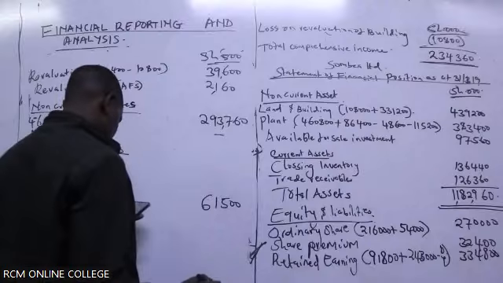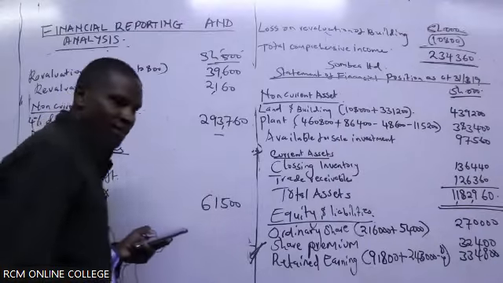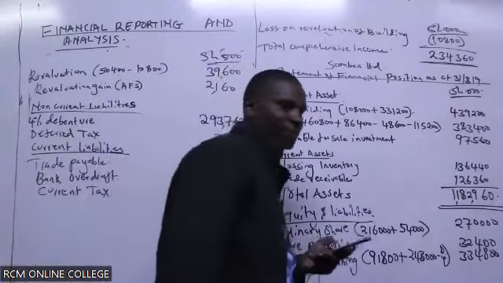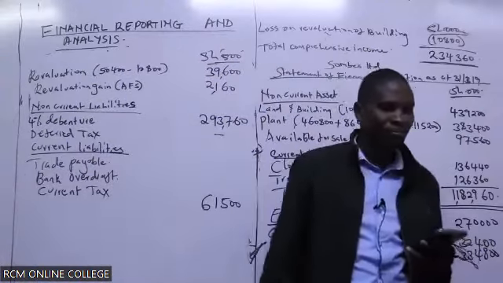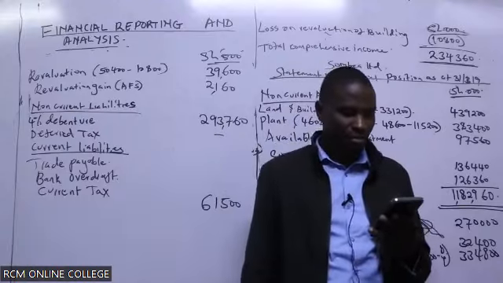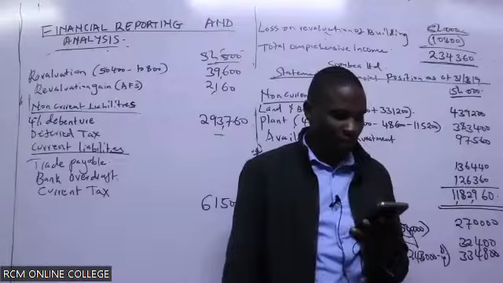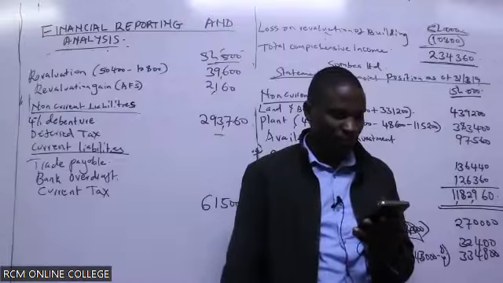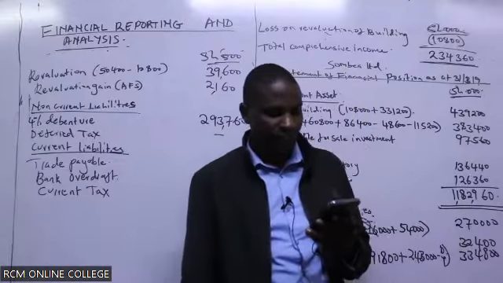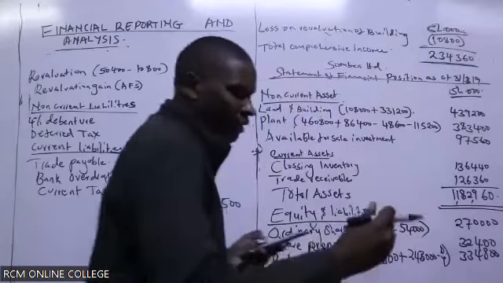How much was the overdraft? From what we have been given, how much is our bank overdraft? 23,760. What is our bank overdraft? Just confirm. How much is the bank overdraft? Okay, doing well. 23,760. It is the last item in the trial balance.